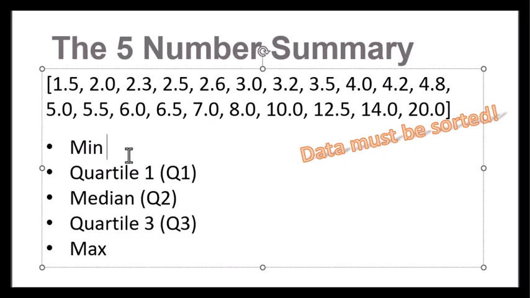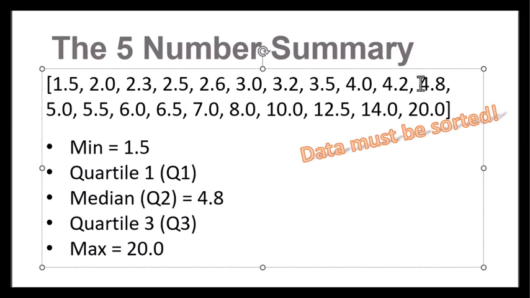If they are sorted, it's very easy to determine the min and the max, since those would be just the first and the last numbers. In this data set, the lowest is 1.5 and the highest is 20. Then the median would be the number right in the center of the data set. This particular data set has 21 numbers in it. So the middle number is the 11th value. There are 10 values below, 10 values above. In this case, the 11th number is 4.8, and that would be my median.